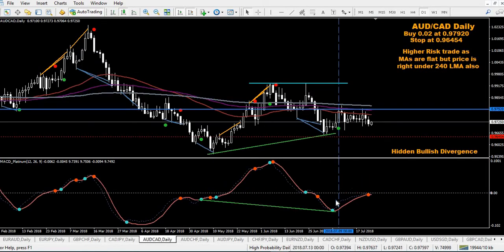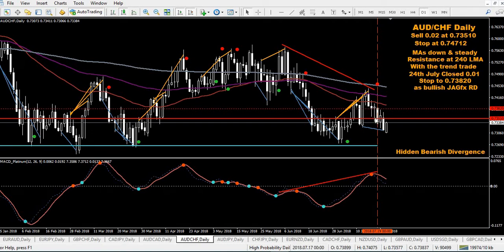AusCAD in a buy, similar to Euro CAD. There's the buy level here, hasn't gone anywhere, just going sideways, absolutely sideways. MACD still below the zero level, even though I've got a red dot. Stop in place. We took the buy trade on hidden bullish divergence. Just ugly, ugly, ugly.